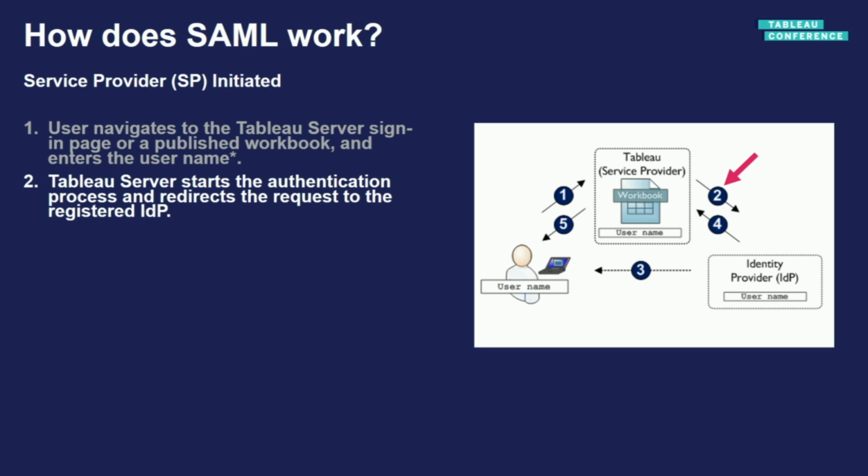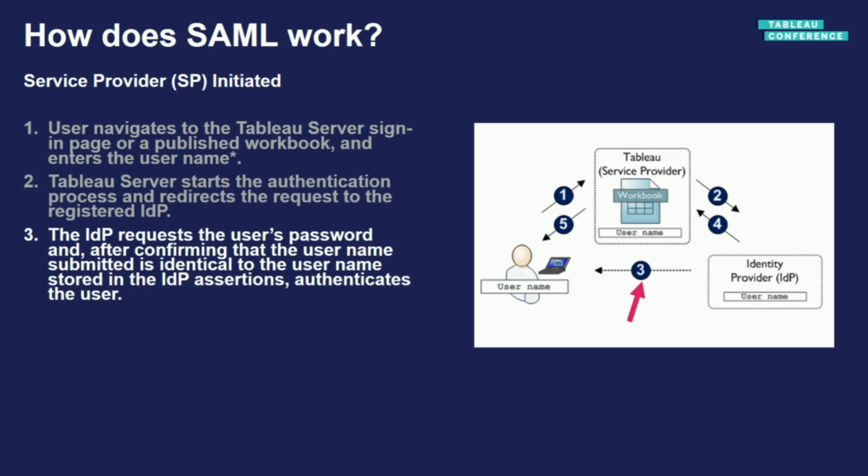The next step is Tableau starts the authentication process, and it contacts the registered IDP, and it redirects the user to that IDP. The IDP requests the user's password, and after confirming that the username submitted is identical to what's in the identity store, or the IDP assertions, it authenticates that user.